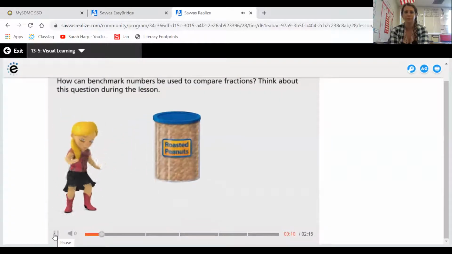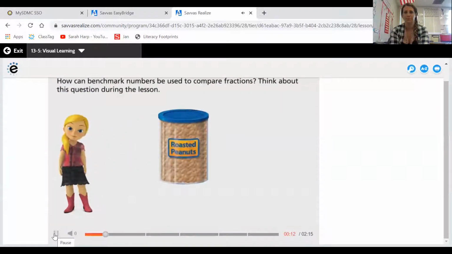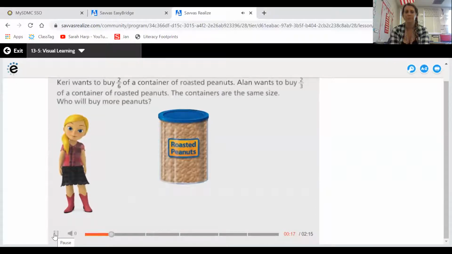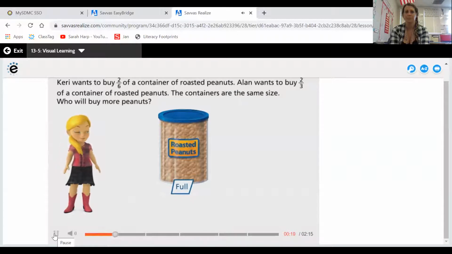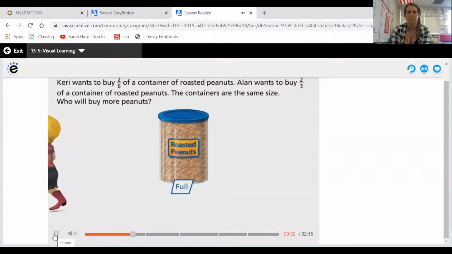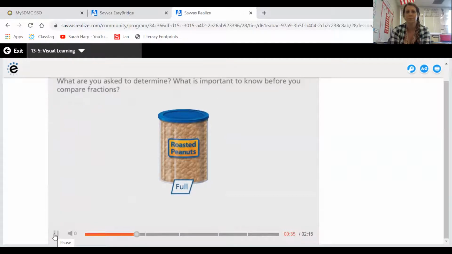How can benchmark numbers be used to compare fractions? Think about this question during the lesson. Carrie wants to buy 2/6 of a container of roasted peanuts. Alan wants to buy 2/3 of a container of roasted peanuts. The containers are the same size. Who will buy more peanuts? What are you asked to determine? What is important to know before you compare fractions?